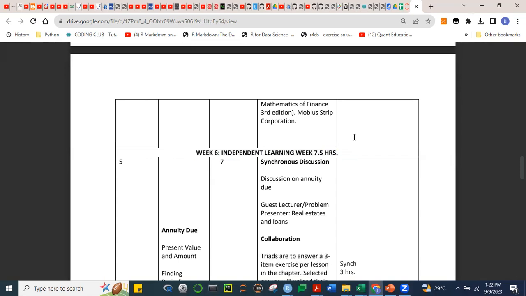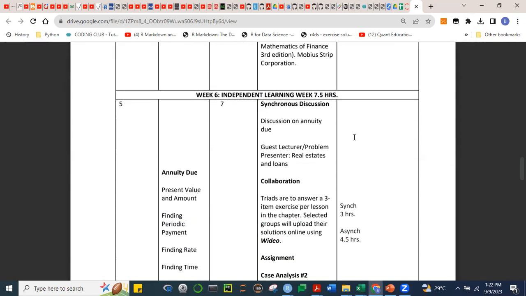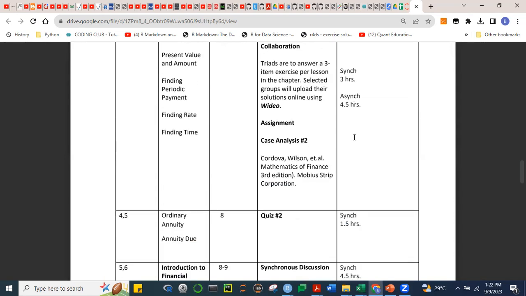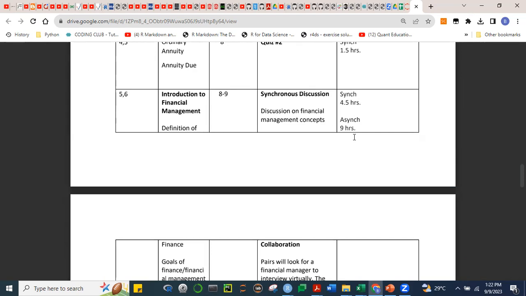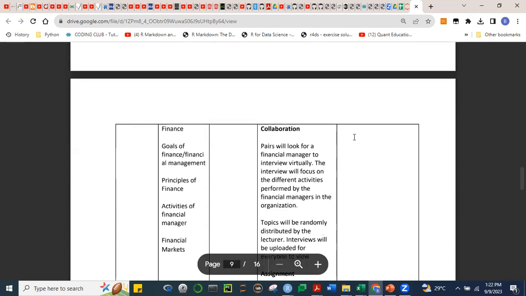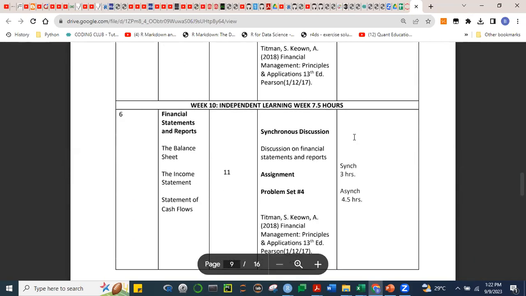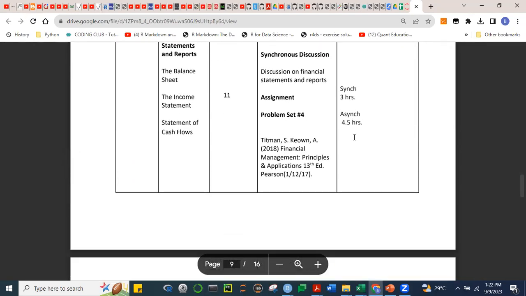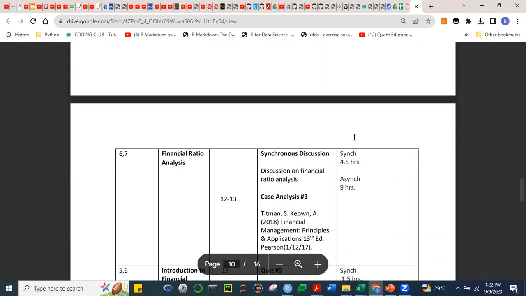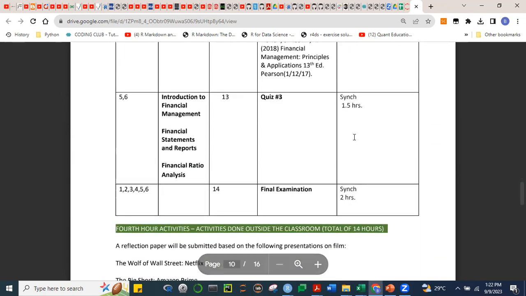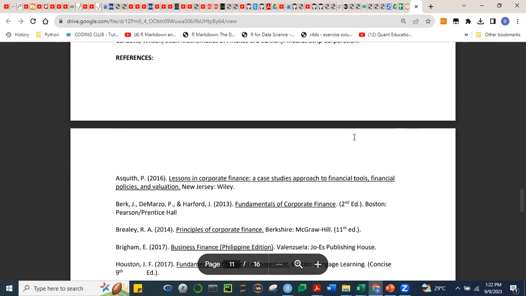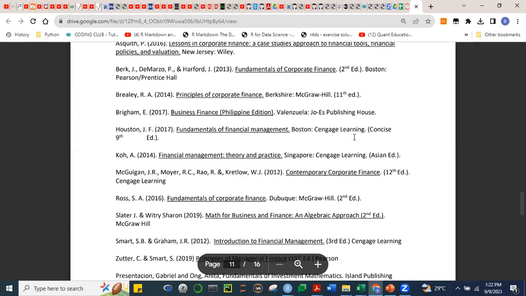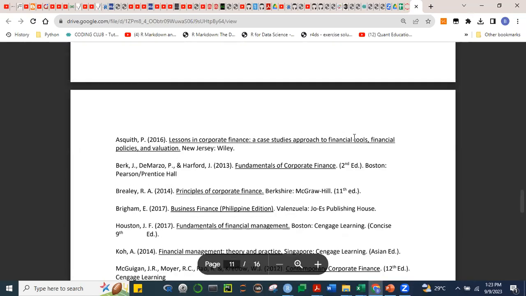Before, when it was fully online, there was what we call IL, or independent learning. But in our case now, I don't think there's independent learning. All right, then we'll be going into introduction to financial management, financial statements and reports. So that will cover the last weeks.